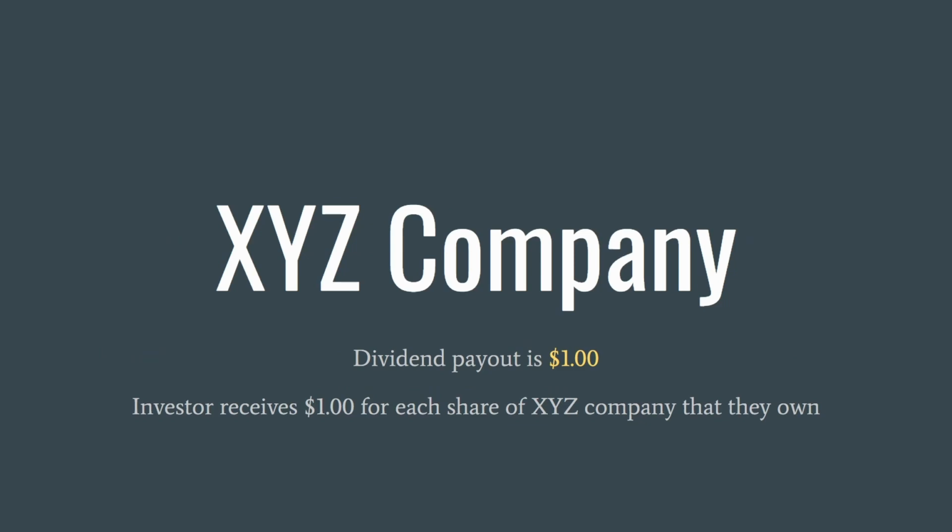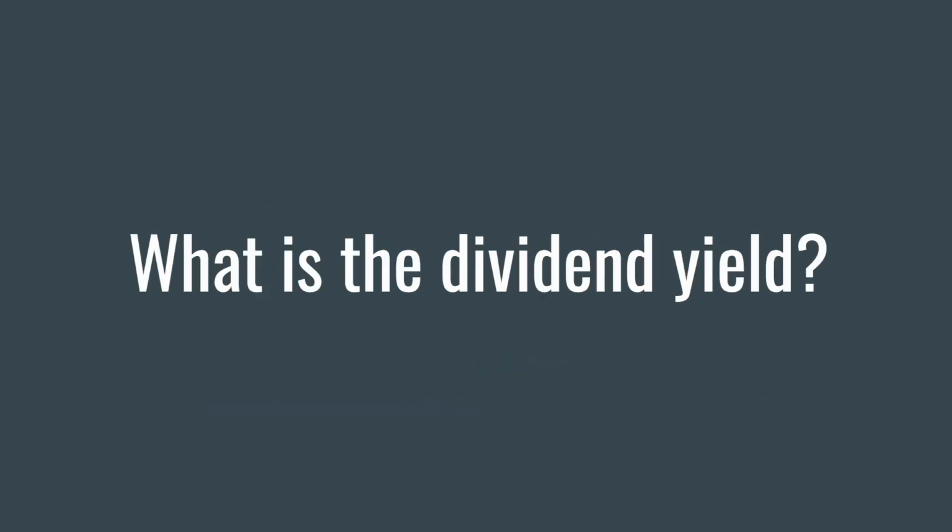So as an example, we have a company, XYZ company, which isn't actually a real company, but we're going to use this as a model. And XYZ company pays a dividend annually of $1. And we call this the dividend payout. When we say dividend payout, we usually refer to the annual amount that's paid to shareholders. Okay, so what this means is that the investor receives $1 for every share of XYZ company that they own. And if they own 2 shares of XYZ company, they would earn $2 annually for holding the 2 shares. Okay, great. So now we know what the dividend payout is.